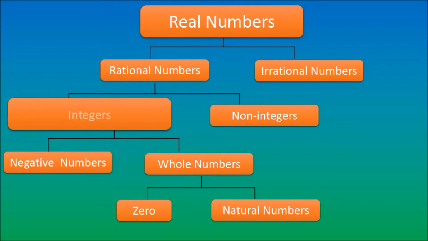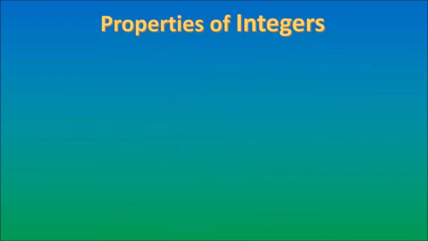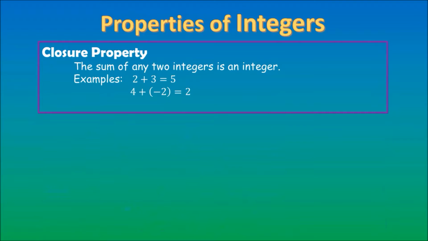So now let's focus on the set of integers, which comprise the set of whole numbers and negative numbers. Properties of integers. First, we have the closure property, which states that the sum of any two integers is an integer. Examples, we have 2 plus 3 equals 5. We all know that 2 and 3 are both integers, and their sum, which is 5, is also an integer. Another example, 4 plus -2 equals 2.